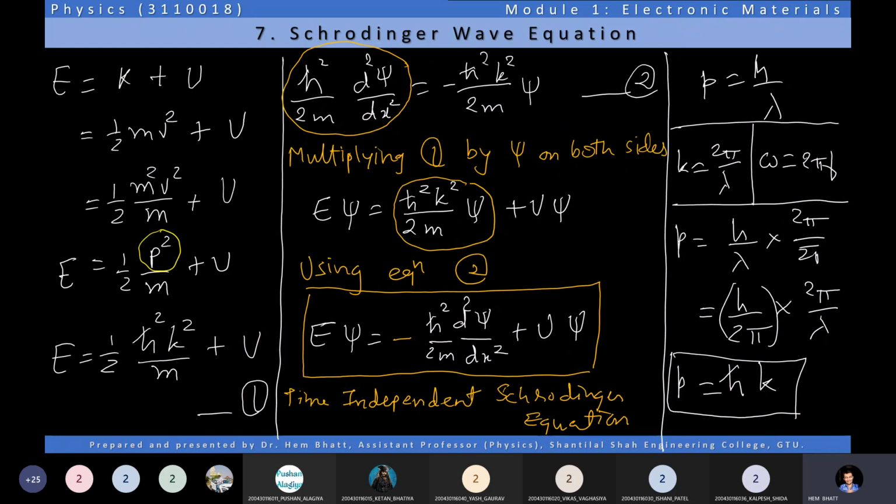This is the time independent Schrodinger equation because we differentiated with respect to x assuming that time is constant, right? So this is one topic which I intended to cover today. Now let us see the solution of the Schrodinger wave equation.